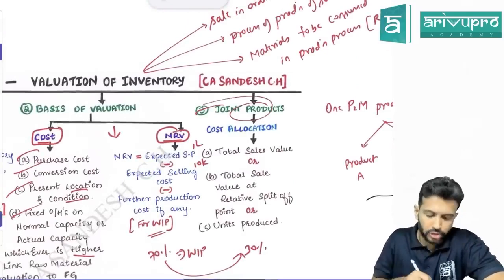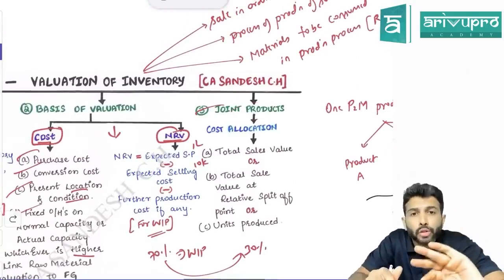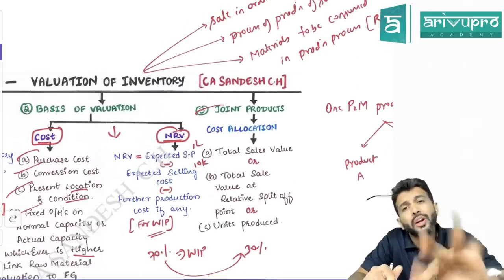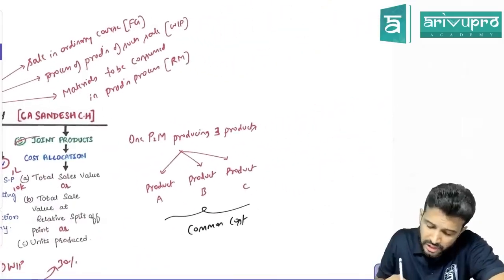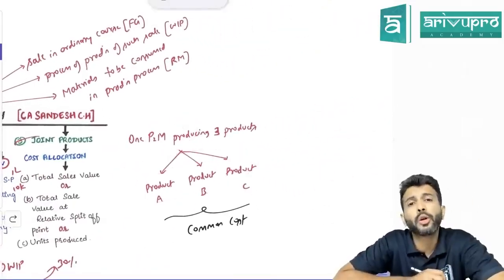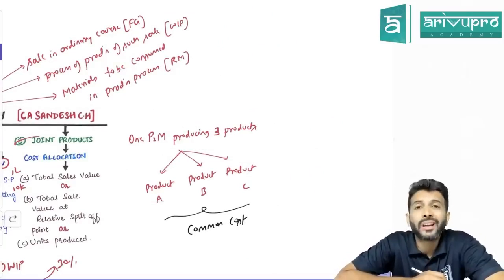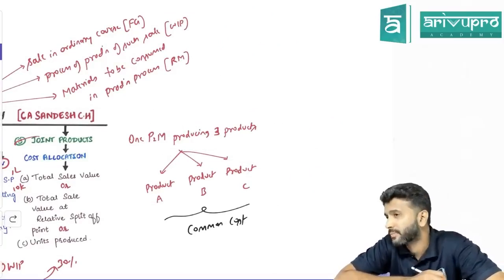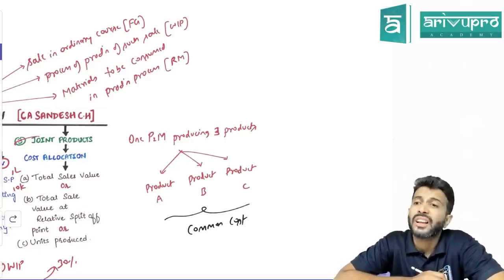Next is joint products. Joint product means what, sir? You're producing multiple products, but through one common production process. Let's say one machinery you are using to produce 3 products. One worker is working on all the 3 products.